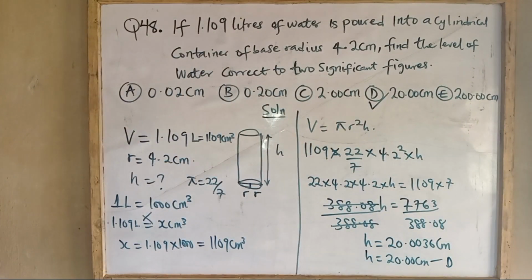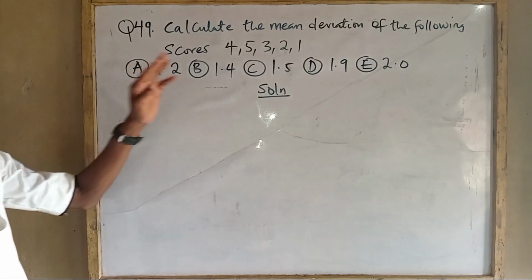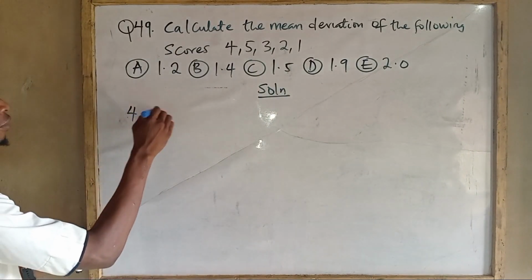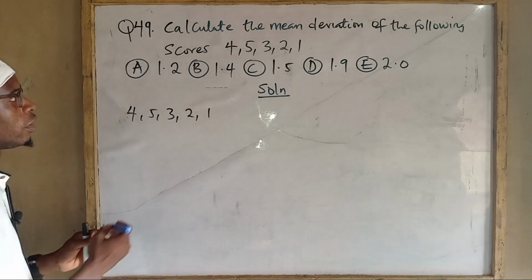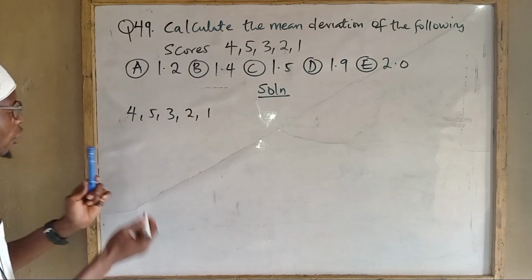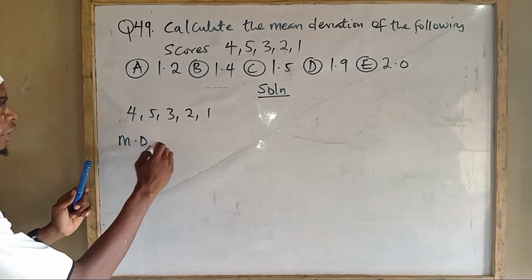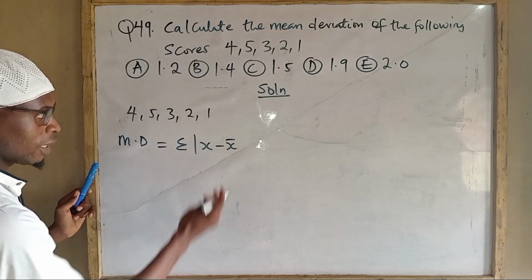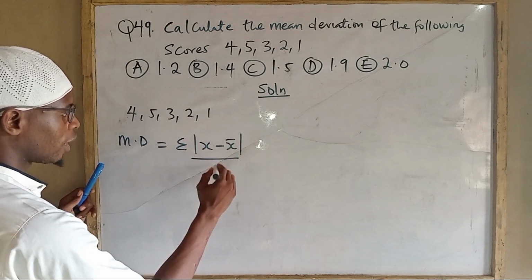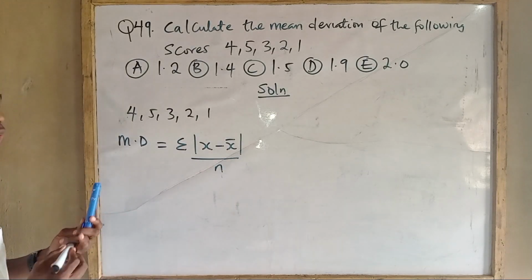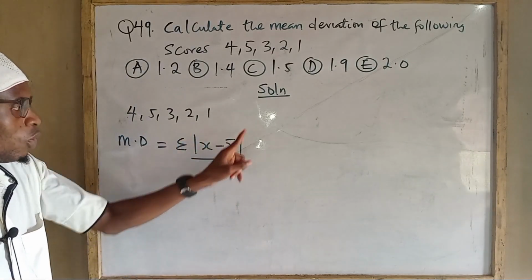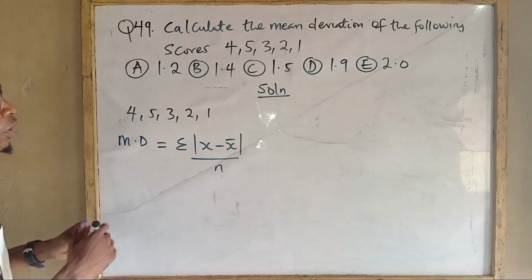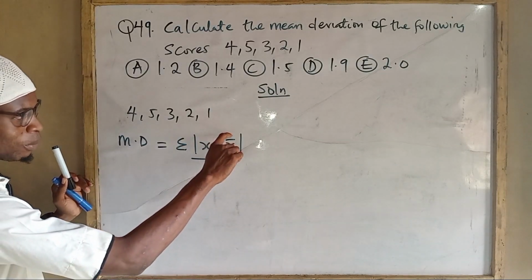So the next question. Question 49 says, calculate the mean deviation of the following scores. The scores are 4, 5, 3, 2, and 1. For you to get a mean deviation, which is referred to as MD, it is taken as summation of the absolute value of x minus x bar, that means mean, all over what? N, because you don't have a frequency here. Okay, so you are going to say over n. The absolute bracket means all the values contained in that bracket must be positive. Good. So that means we need to first calculate the mean before we apply this formula.